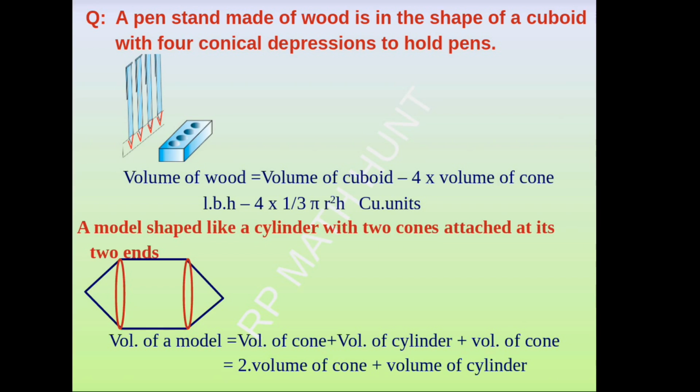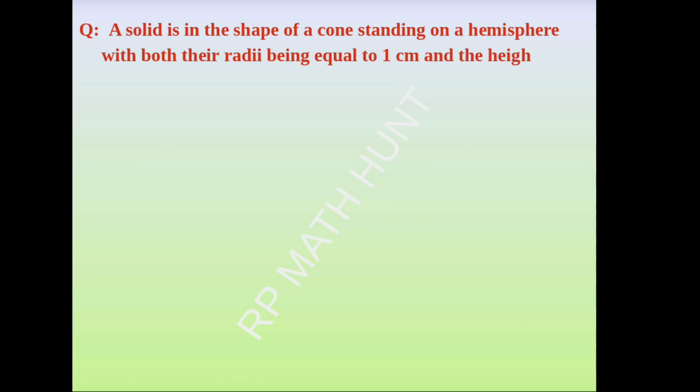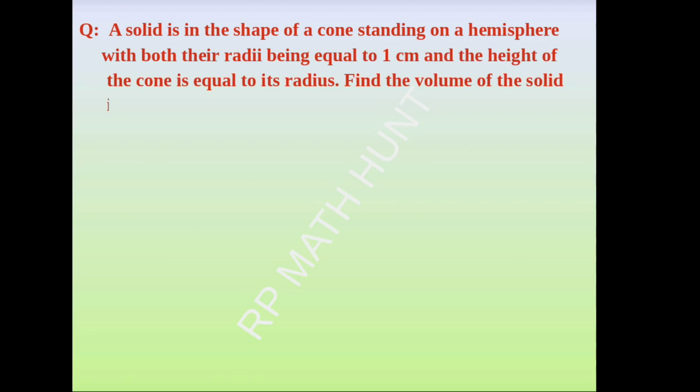Now let us calculate some problems using the formulae. A solid is in the shape of a cone standing on a hemisphere with both their radii being equal to 1 centimeter and the height of the cone is equal to its radius. Find the volume of the solid in terms of pi.